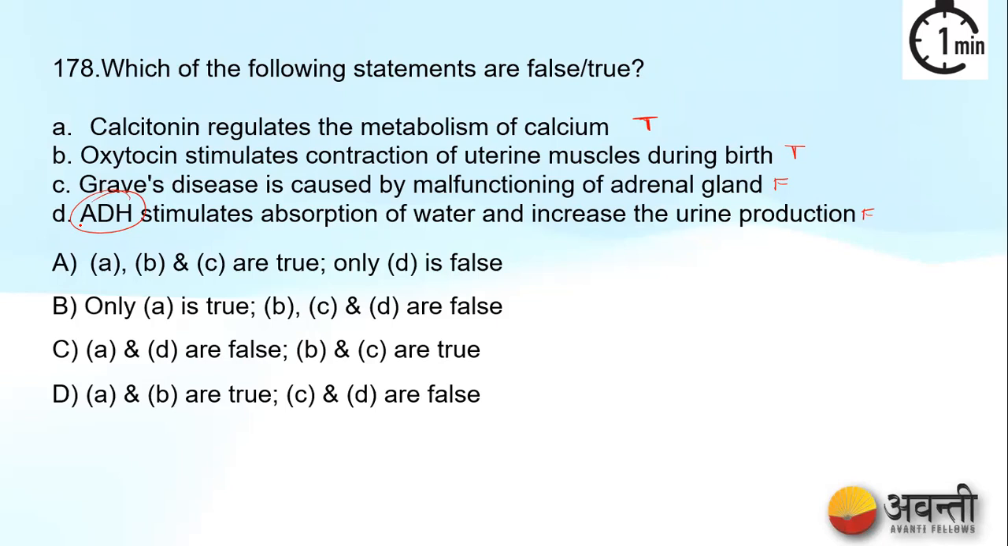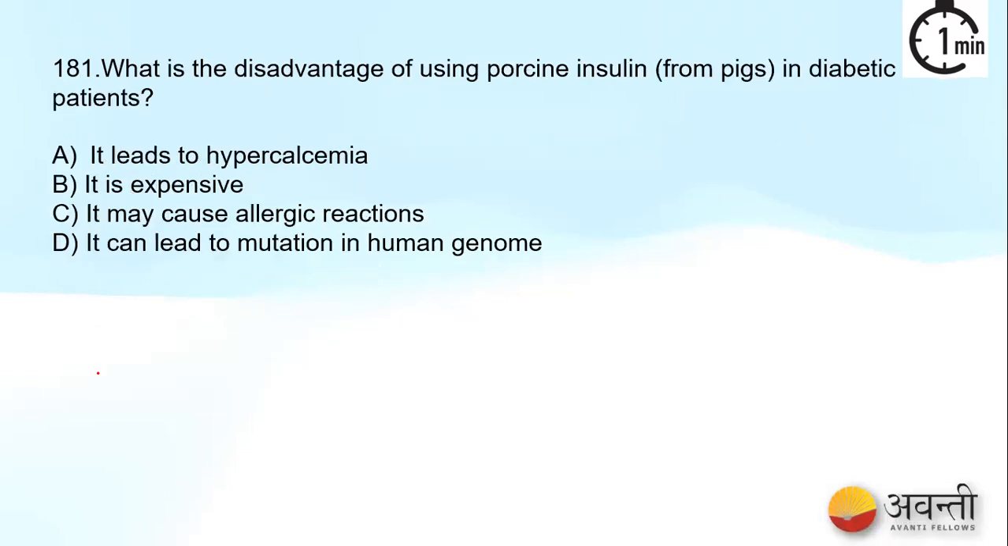So here is the opposite option that is given. That is, it stimulates the absorption of water. That is true, and increases the urine production. Actually, it decreases the urine production. So that is why it is false. Okay, so true, true, false, false. Where do we have? We have A and B are true, and C and D are false. So option D is right for 178th question. So let's go for the next question.